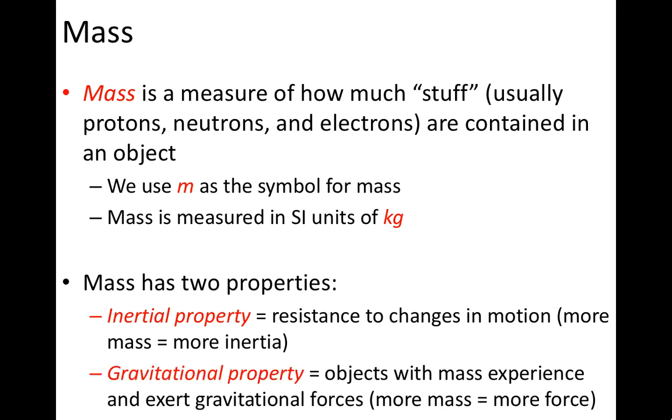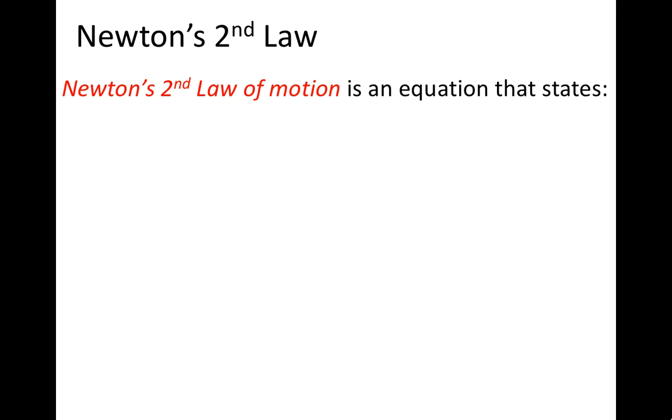And the second is its gravitational property. Objects that have mass experience and exert gravitational forces. The more mass it has, the more force that it would experience, or the more mass it has, the more force it would exert on other objects with mass.